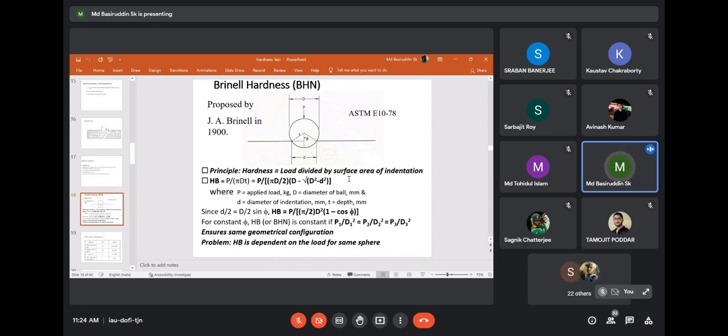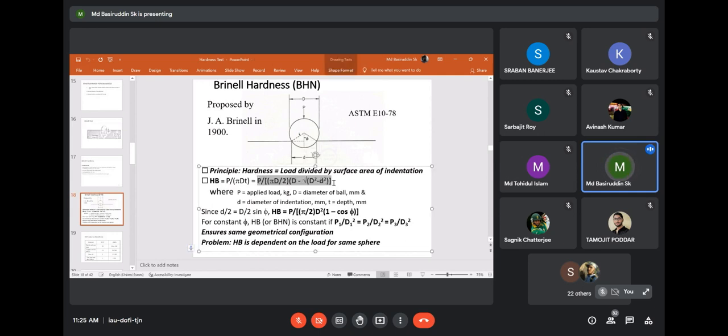Now in laboratory scale, the problem is you cannot maintain a load of 3000 kgf for small machines. So then we generally maintain the load based on the ratio of P by capital D square, so we can manipulate the load. In this particular equation, you will find that the hardness value is proportional to the P by capital D square ratio.